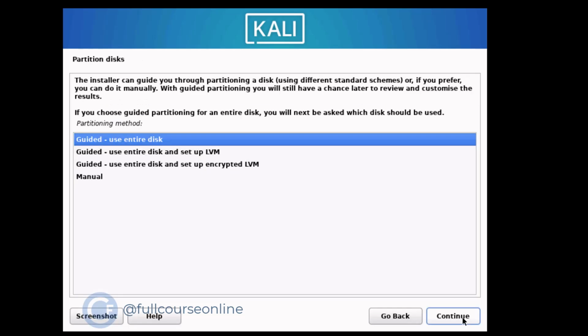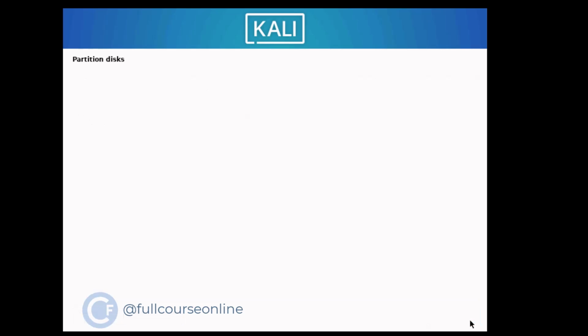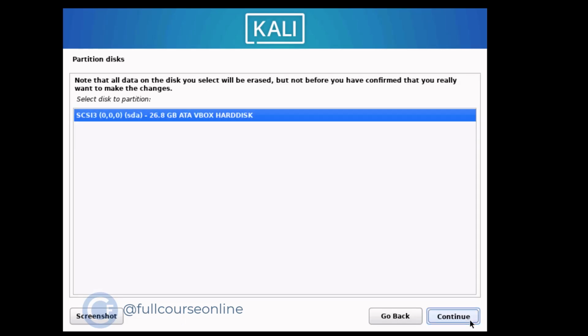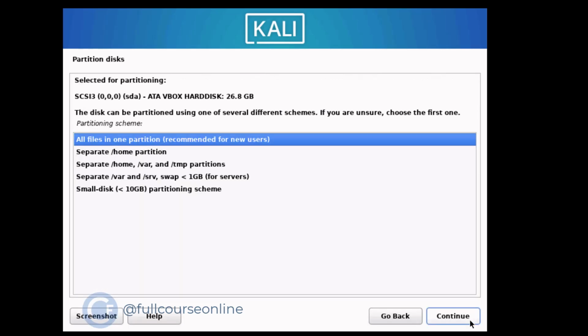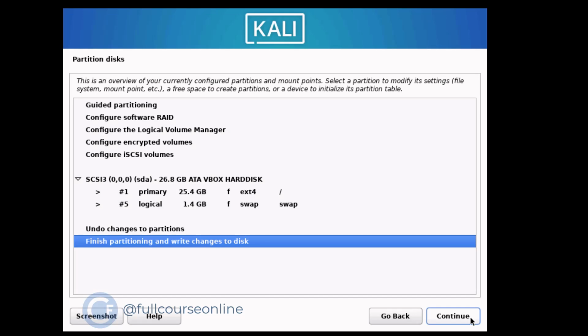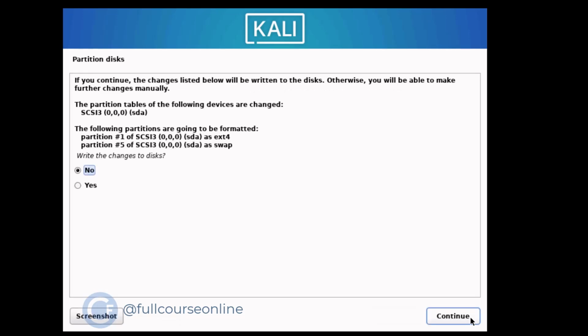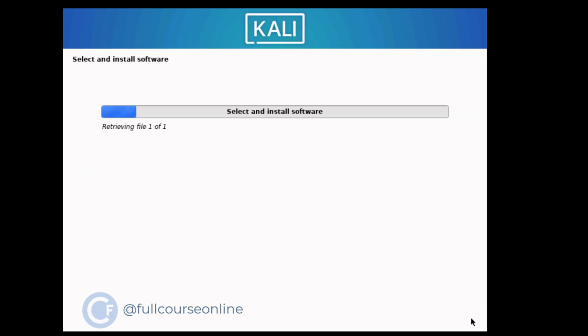Now, you will see disk partition options. Select Guided, use entire disk. Select the virtual disk. Choose all files in one partition. This option is best for beginners. Review the changes. Select Finish partitioning and write changes to disk. Select Yes. Kali Linux will now begin installing.